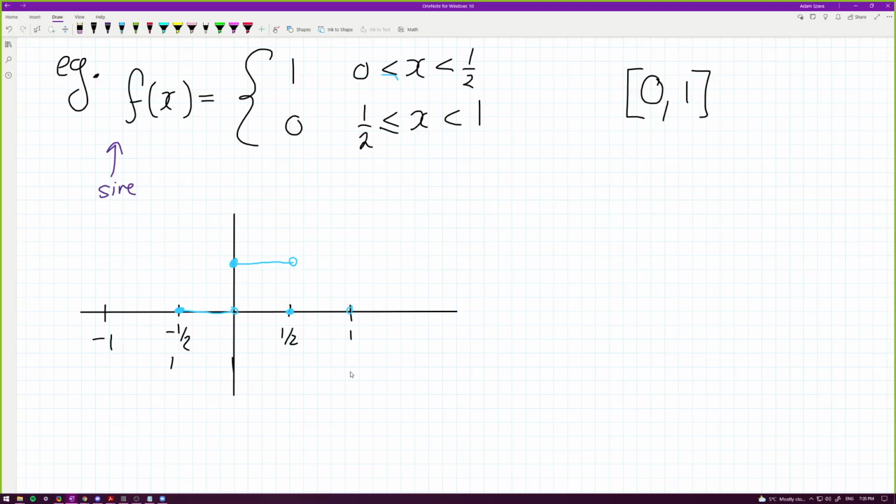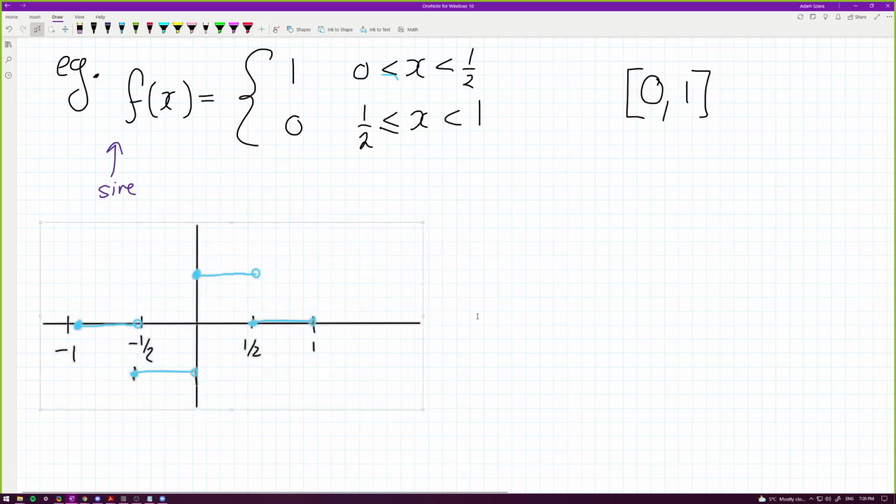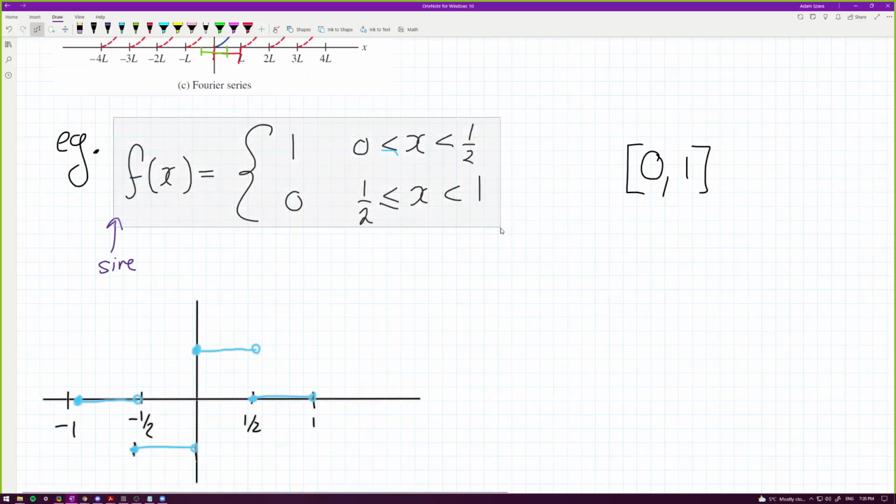But since it's the sine series again, we're assuming it's odd, so it's going to look like this. So we got this like that. Now this is what it looks like. You don't have to draw this to answer the question, but just to get an idea of what the graph is going to look like, that is what the graph is going to look like. So now let's go ahead and actually do this sine Fourier series.